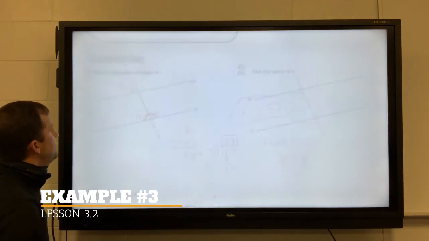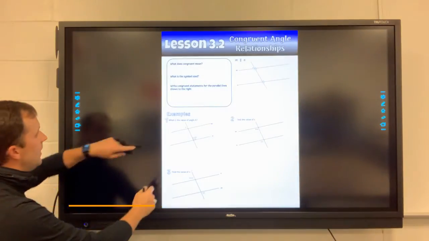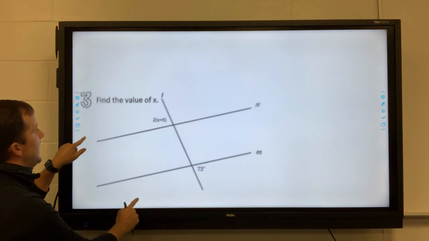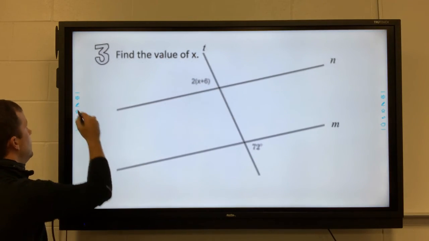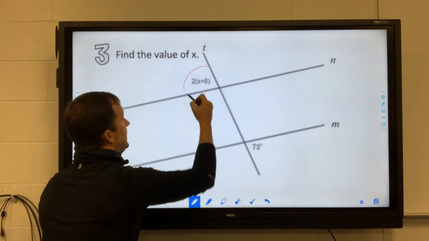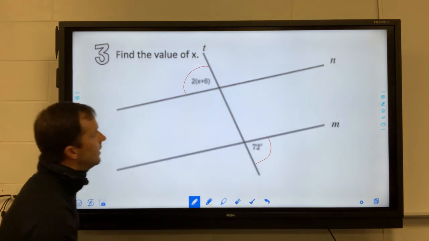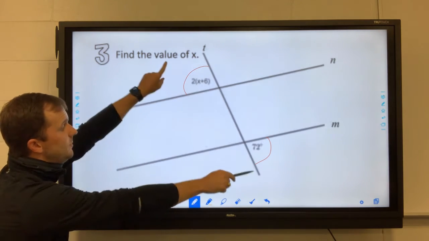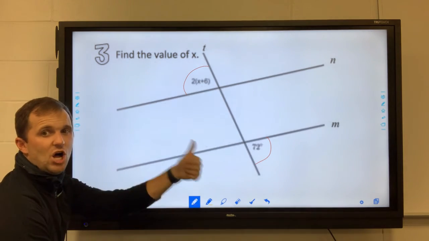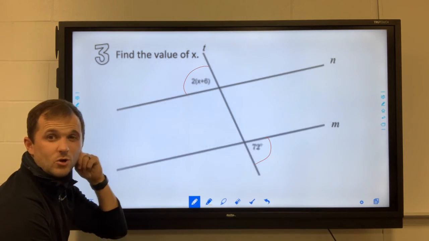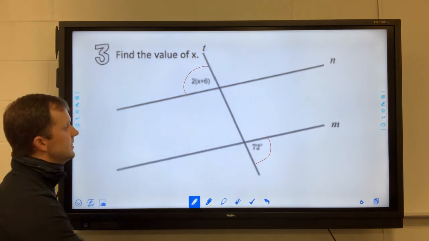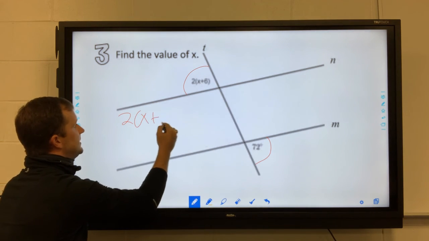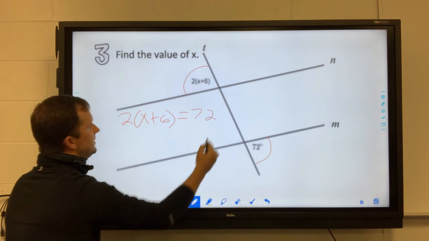On example number 3, we need to find the value of x again, okay? The two angles given, this angle right here and this angle right here, are on alternate sides of my line, and they're going to be exterior. I know alternate exterior angles are congruent because of our last lesson. So these are going to be equal to each other. So 2 parentheses x plus 6 is going to be equal to 72.